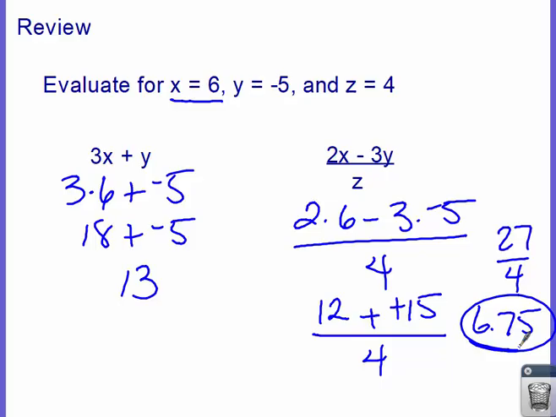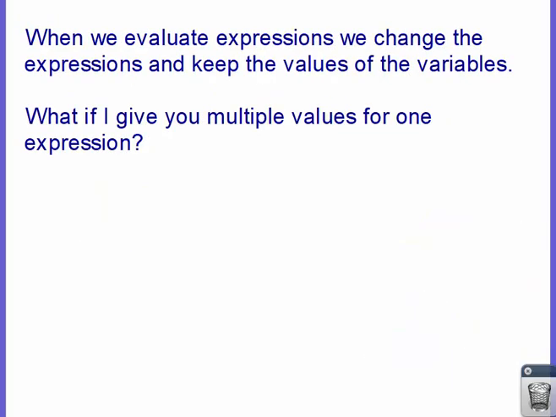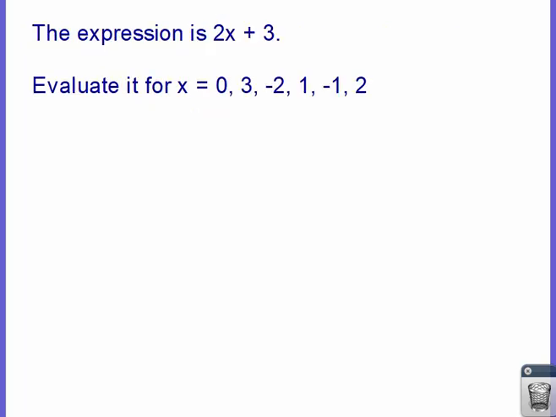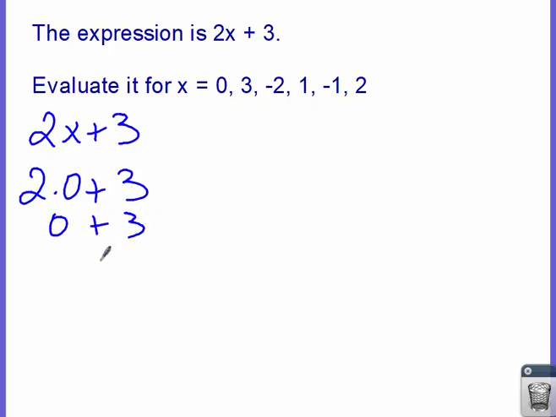So what we did basically there was, like on our assignment, I gave you a series of expressions and gave you some static values to evaluate them for. Well, what if I give you multiple values for only one expression? Okay, so take for example this one right here. The expression is 2x plus 3. And I say evaluate it for all of these values right here. Well, what you would do then is take your 2x plus 3 and substitute in a 0 the first time, and then we would do the math. 2 times 0 is 0, plus 3 is 3.